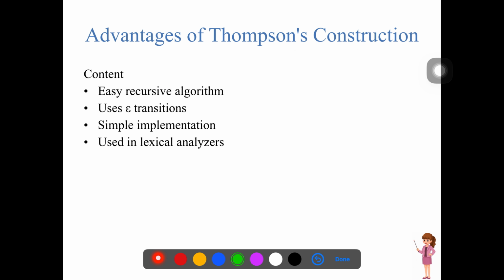The advantages of Thompson's construction. Easy recursive algorithm. Uses the epsilon transitions. Simple implementation, used in the lexical analyzer to generate the tokens and to identify the patterns.